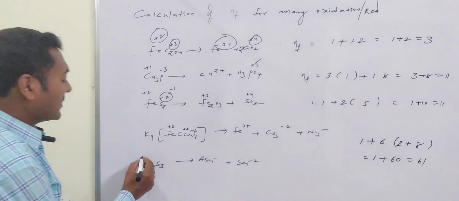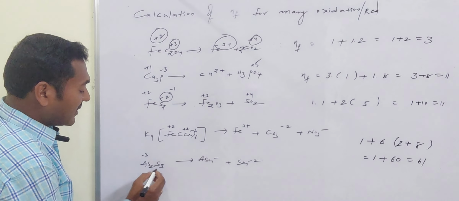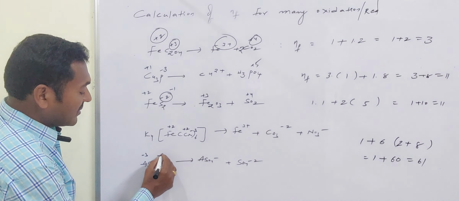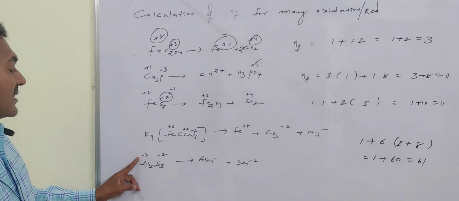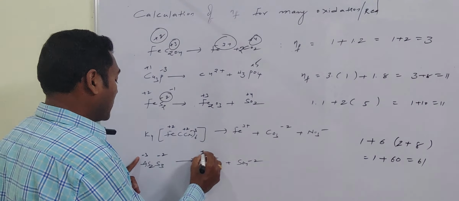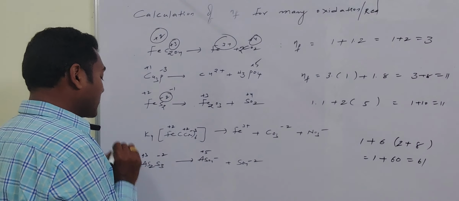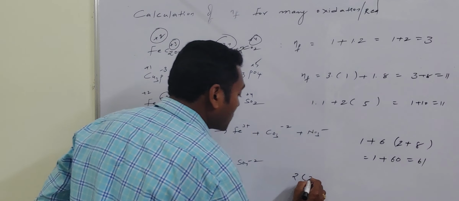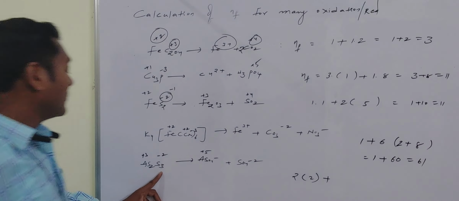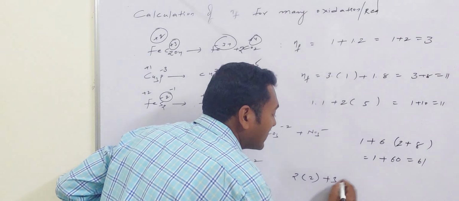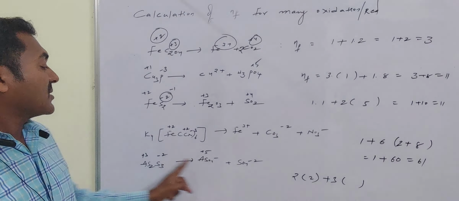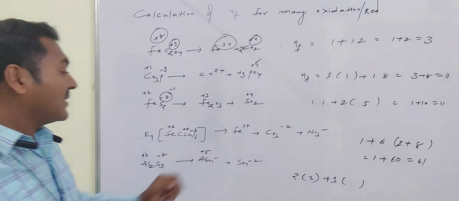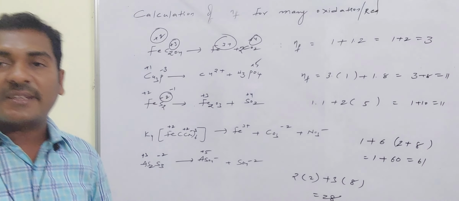Whereas in arsenic sulfide, arsenic is +3 and sulfur is what? -2. This +3 is converted to +5, and 2 of them are there, so 2 into 2, that is 4, plus, whereas sulfurs by number are 3. 3 into this -2 converted to +6, which is 8. 8 implies this is 24. 24 plus 4 reaches what? 28 will be equal to the n factor.